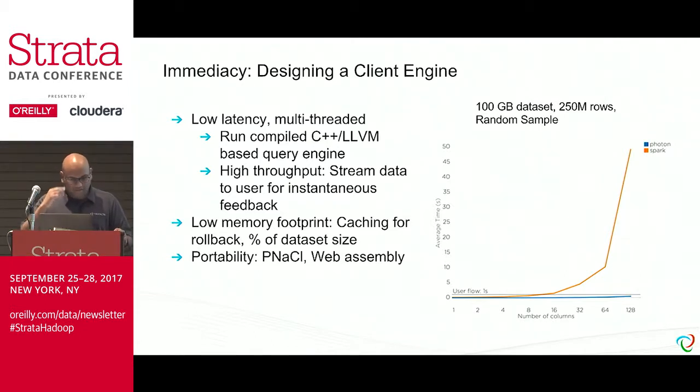So the plot on the right is essentially where we compare a client engine to a scale engine. And it's a random sample of a 100 gigabyte data set. And over here, essentially, as you increase the number of columns where you're unnesting data or pivoting data, as the number of columns increase, the client engine is still able to respond to the user in a second. But scale engines, because of their large memory footprint, are unable to do so.